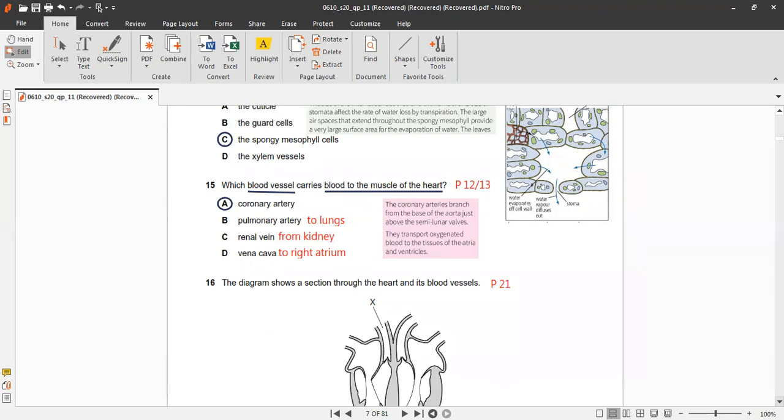Which blood vessel carries blood to the muscle of the heart? The coronary arteries branch from the base of the aorta just above the semilunar valves. They transport oxygenated blood to the tissues of the atria and ventricles. So the correct answer is A. The pulmonary artery goes to the lungs, the renal vein comes from the kidney, and the vena cava goes to the right atrium.